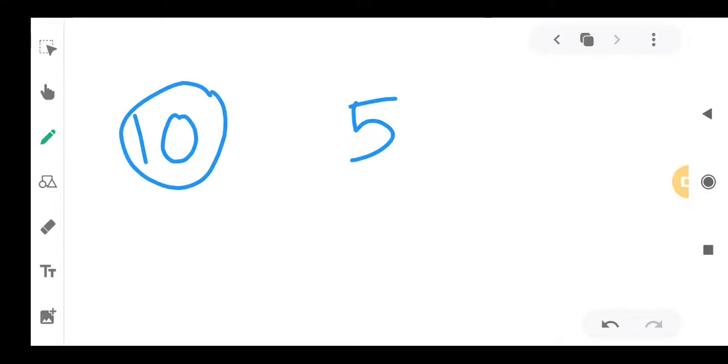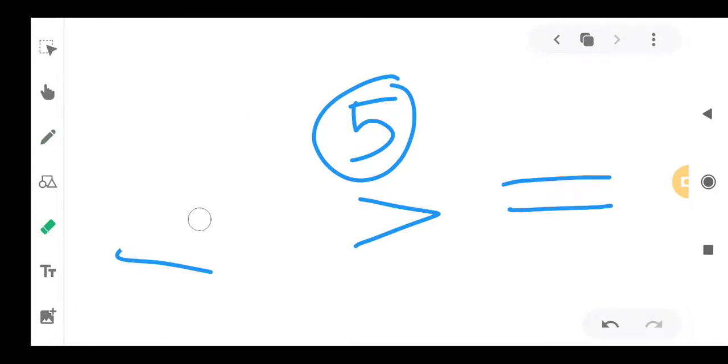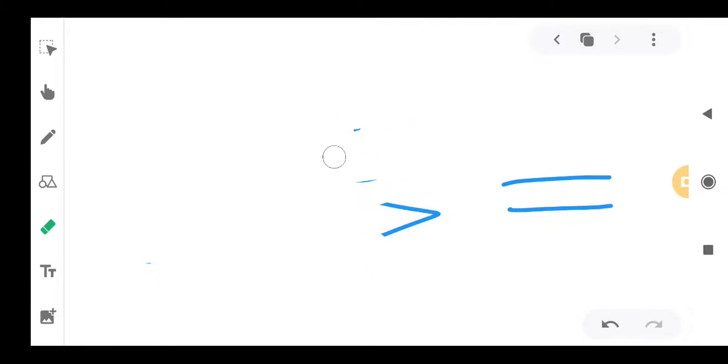For example, in previous classes you already learned that if there is 10 and 5, 10 is bigger than 5. So for this we have to indicate with some symbols. Those symbols are: this is less than, this is greater than, and this is equal to. Okay. So now we have to learn about these symbols.